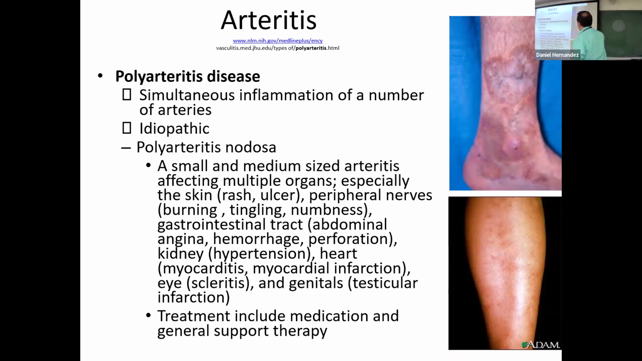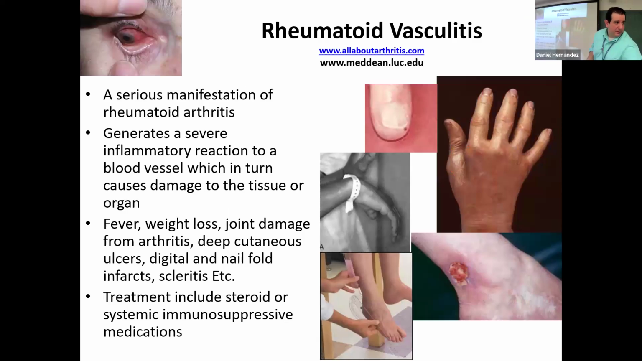So here are just a couple more forms of arteritis. This is polyarteritis. So it's a simultaneous inflammation of a number of arteries. It's also idiopathic. Patient can suffer from rheumatoid vasculitis. So this is a serious manifestation of rheumatoid arthritis. Generates a severe inflammatory reaction to a blood vessel, which in turn causes damage to the tissue or organ.